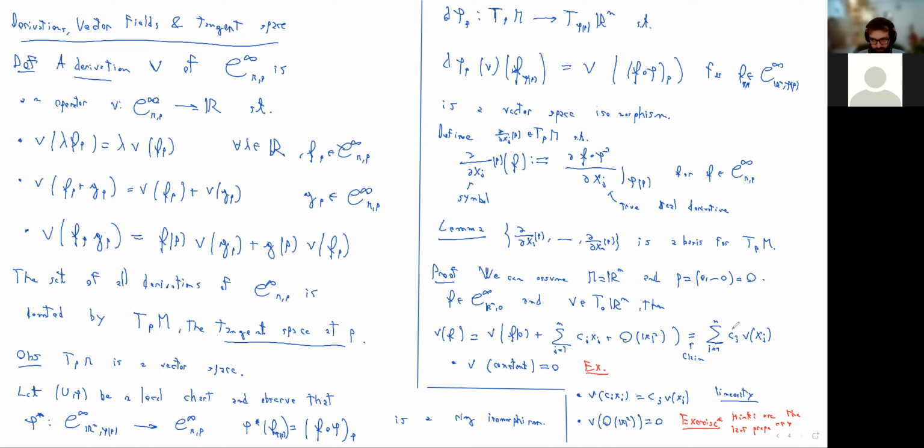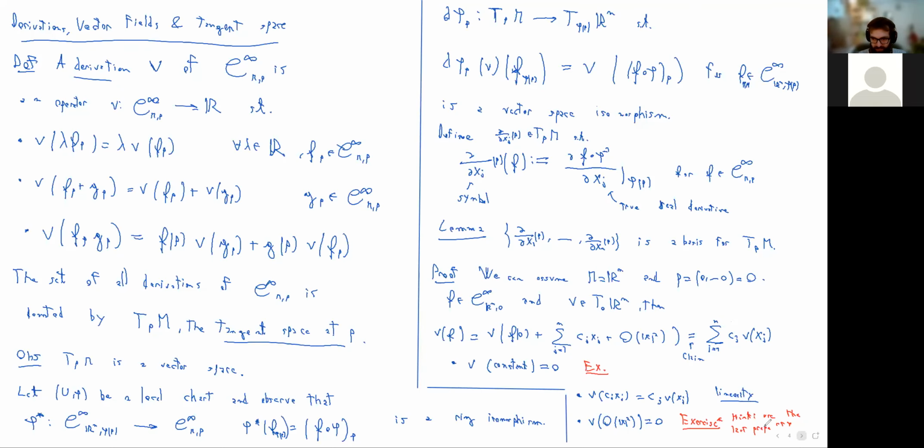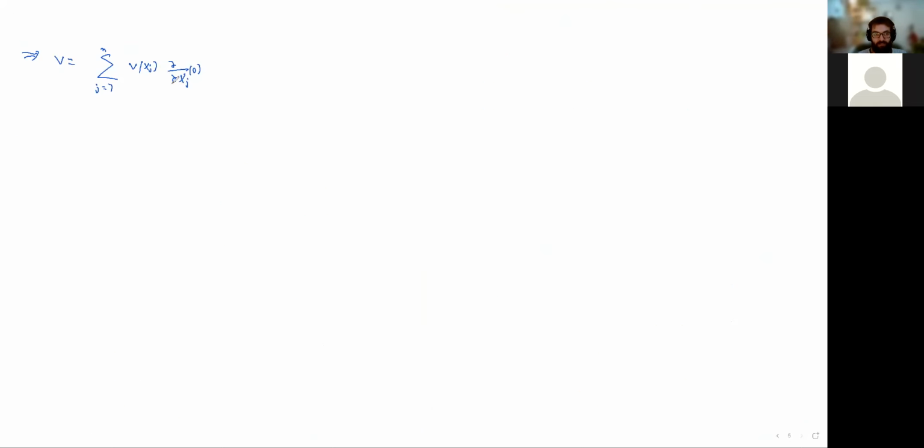And in particular, this implies, oh, sorry, that V is the sum for j equal 1 to n of V of xj times d/dxj at 0. So I'm now retaking this notation that we had before. And why am I saying that this is the case? Well, because this is how it acts.